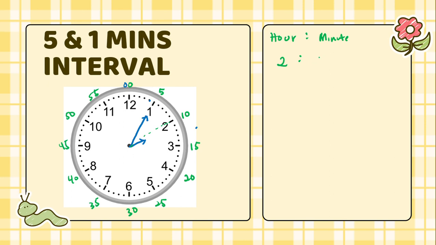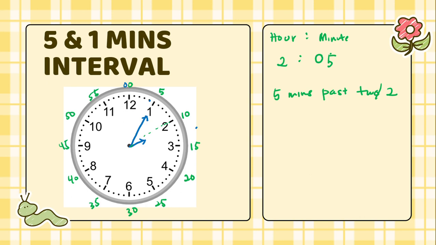So when it's 5 minutes, you cannot simply put 5. For the minute, you need to always have 2 digits. So that means you need to put 0 in front, so that we understand that it's 5 minutes. Okay, or 5 minutes past 2. We can also say it like that: 5 minutes past 2.